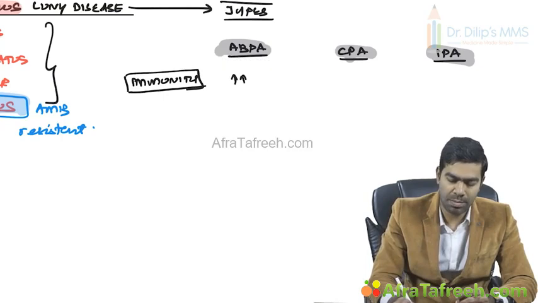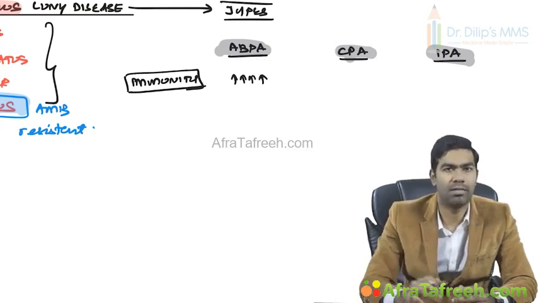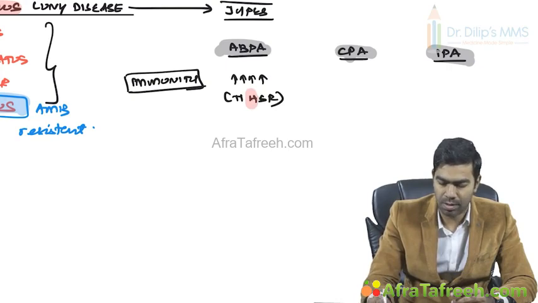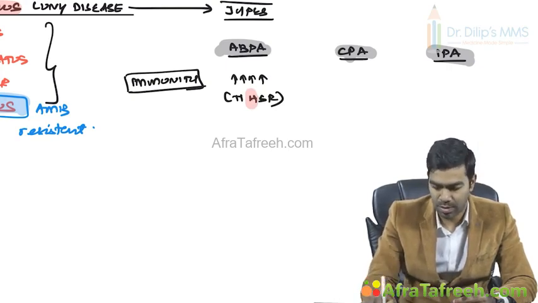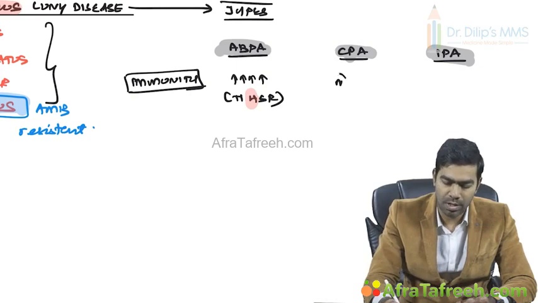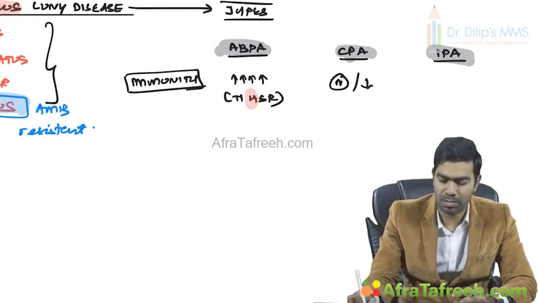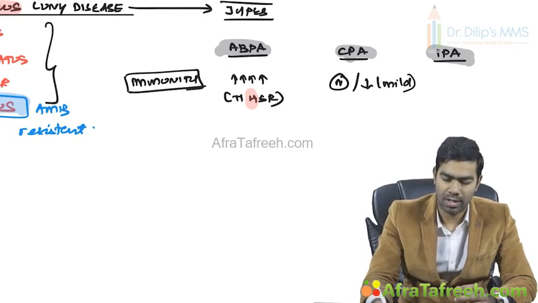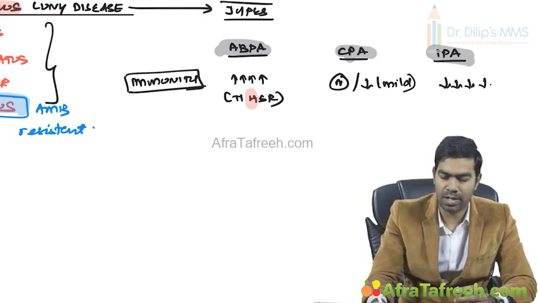Remember, ABPA patients tend to have a hyperreactive immunity, which means it's a type 1 hypersensitivity reaction, a hyper immune reaction to Aspergillus spores that results in ABPA. In chronic pulmonary aspergillosis, the immunity may be normal or mildly suppressed, not much severe. In invasive pulmonary aspergillosis, the immunity tends to be classically suppressed a lot.